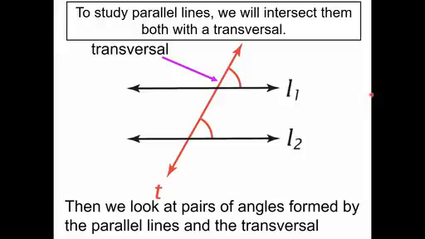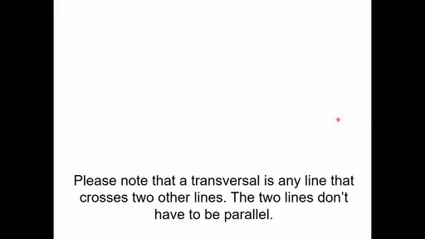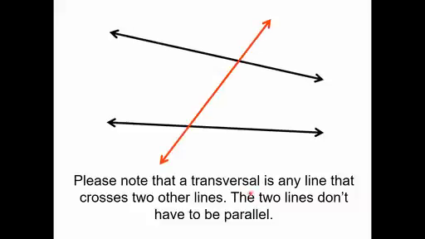One thing I don't want you to overgeneralize is this. A transversal is any line that crosses two other lines. The lines don't have to be parallel. That's still a transversal. Just that when we're working with parallel lines, well, our transversal will typically be crossing parallel lines is what I'm trying to say.